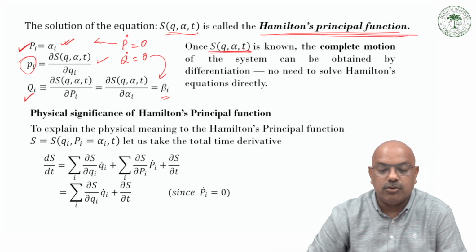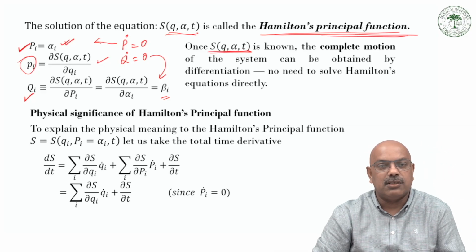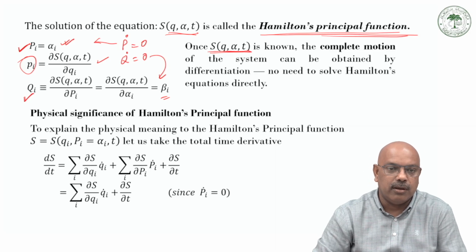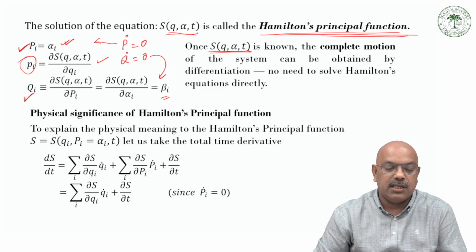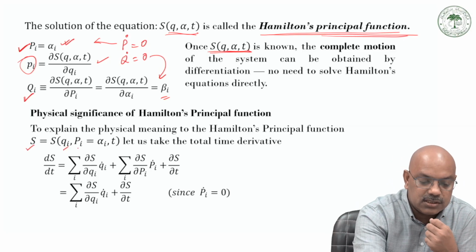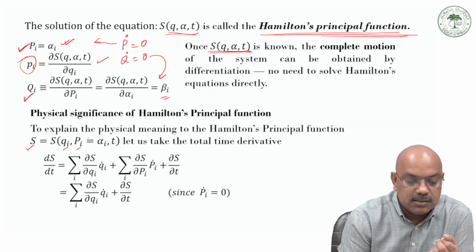So this function is going to be the Hamilton principal function. This is the first aim of the Hamilton-Jacobi theorem. And what is the physical significance of that Hamilton principal function? If you see, my principal function depends upon q, that is the first, then the second is p, and that is the constant, and then time.